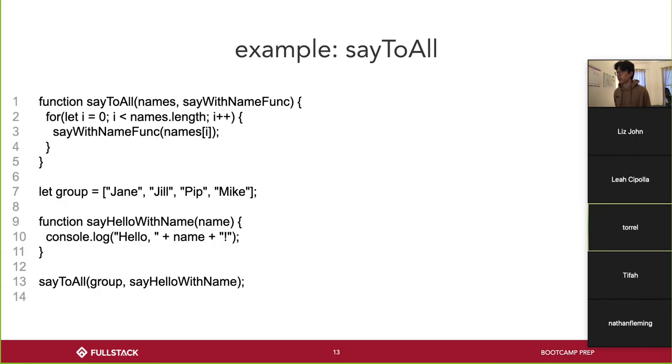So what's powerful about higher order functions is that you can do the same thing multiple times, meaning you could call the same function on every element in an array. And yeah, anybody want to take a stab at this? What this would print to the console?